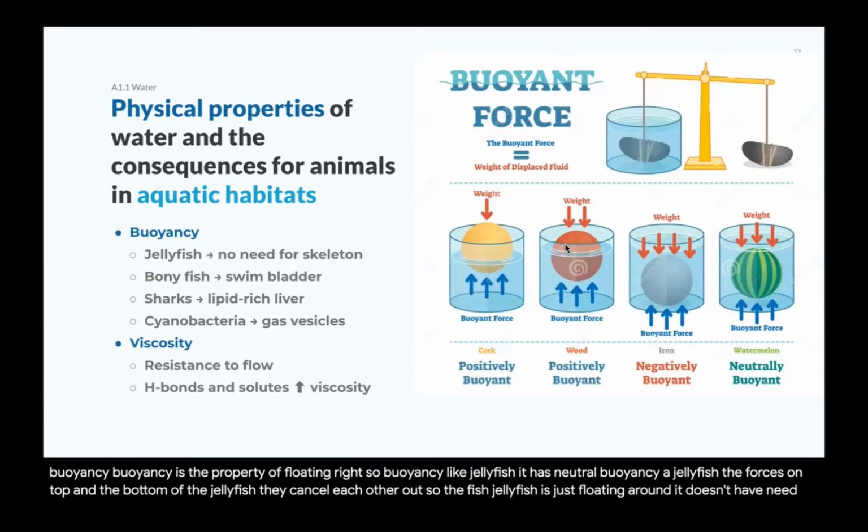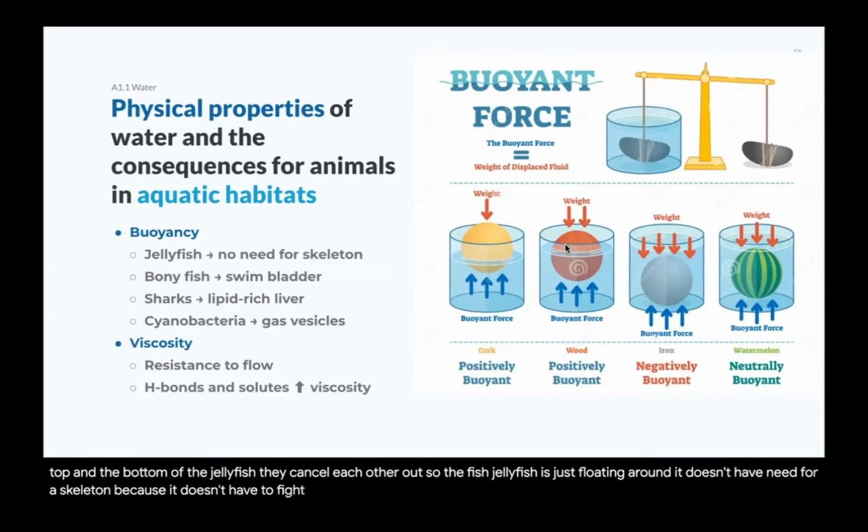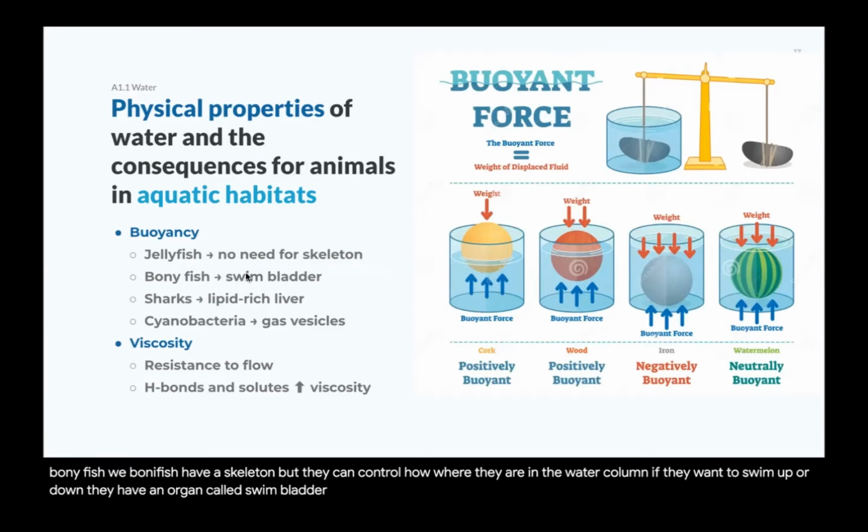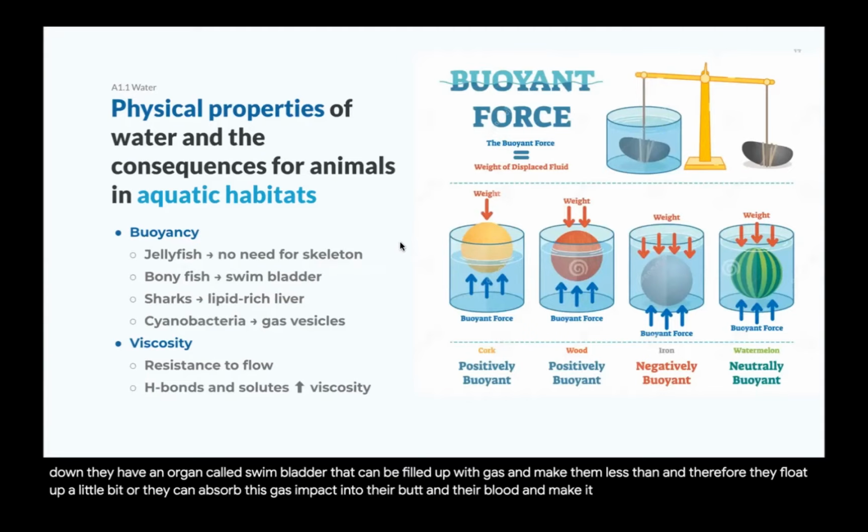It doesn't have need for a skeleton because it doesn't have to fight gravity. Buoyant force counters gravity, and the jellyfish doesn't need a skeleton. Bony fish have a skeleton, but they can control where they are in the water column. If they want to swim up or down, they have an organ called swim bladder that can be filled up with gas and make them less dense, and therefore they float up a little bit, or they can absorb this gas back into their blood and make it less dense, and they can sink down as they wish.